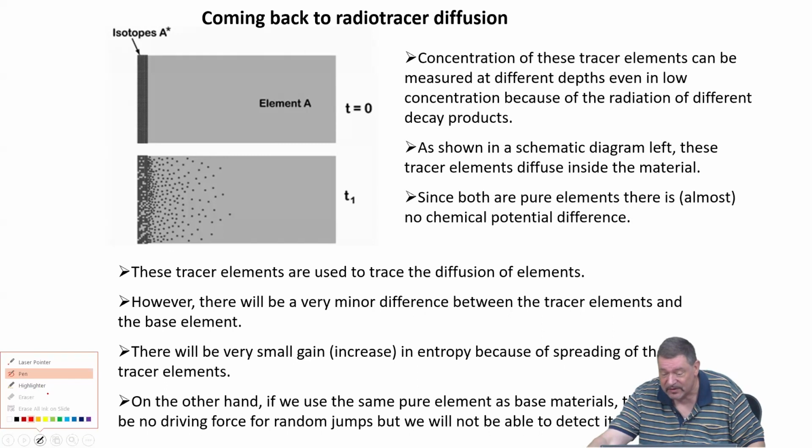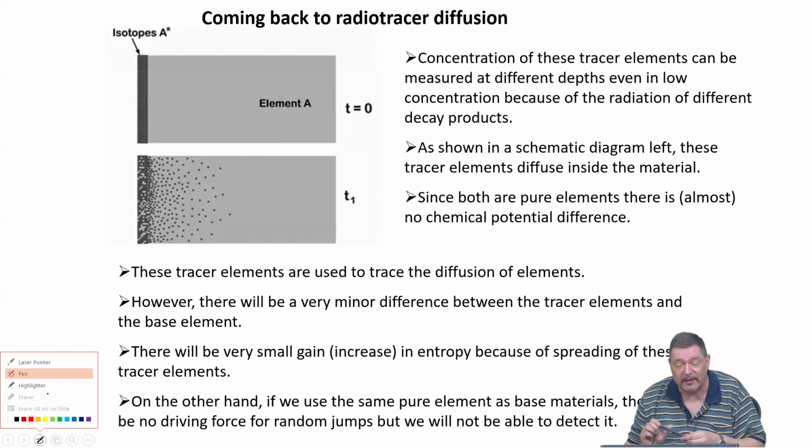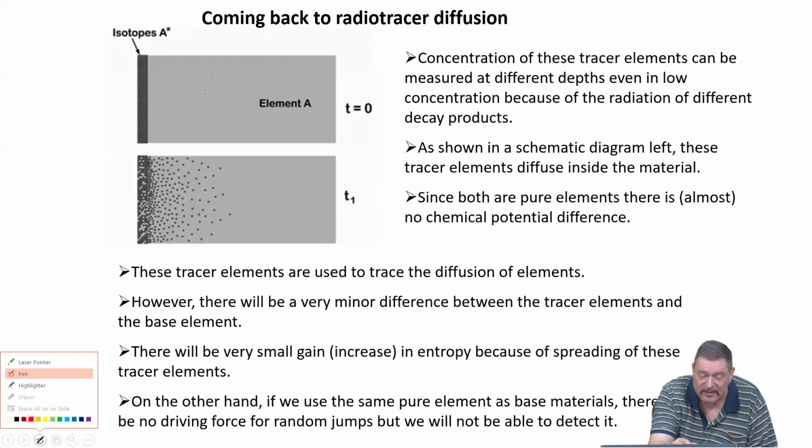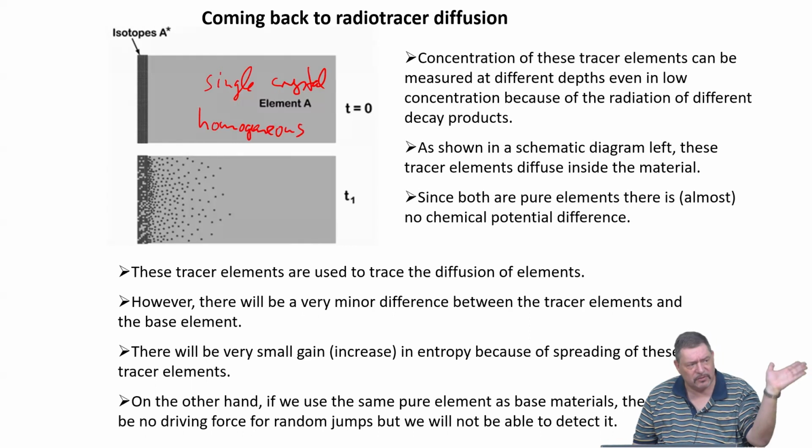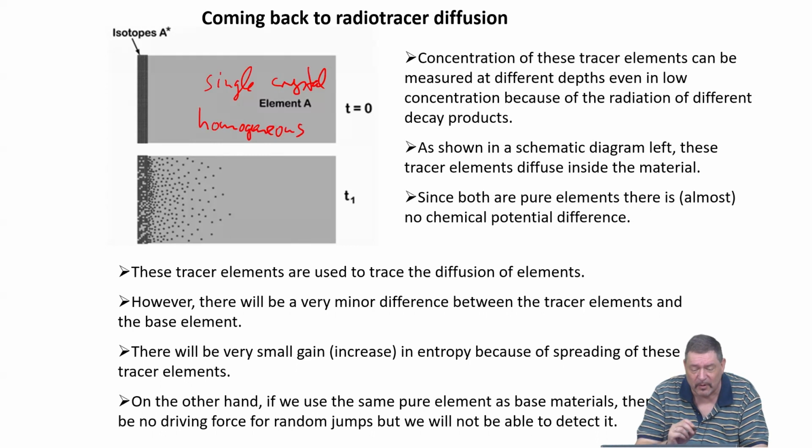So this is then the picture which we have, right? We have this, let's say, single crystal, which is homogeneous in terms of chemistry, microstructures, defect distribution, everything. So an idealized experiment. And then we apply here the same element, but a different isotope. It could be radioactive, it could not be radioactive.